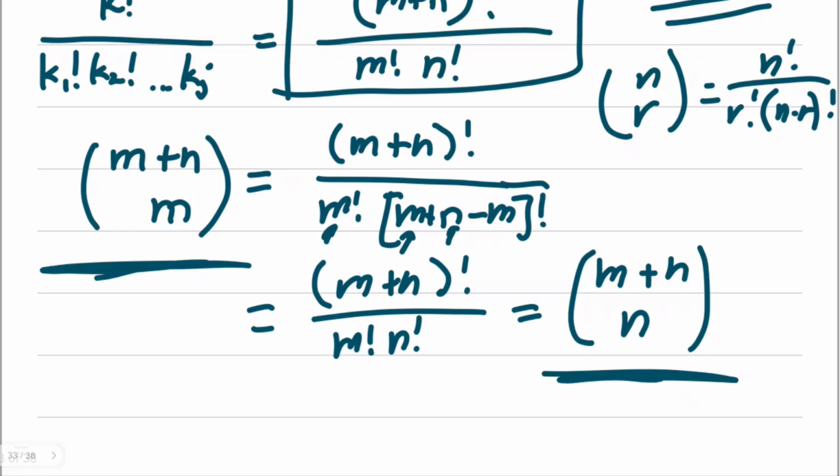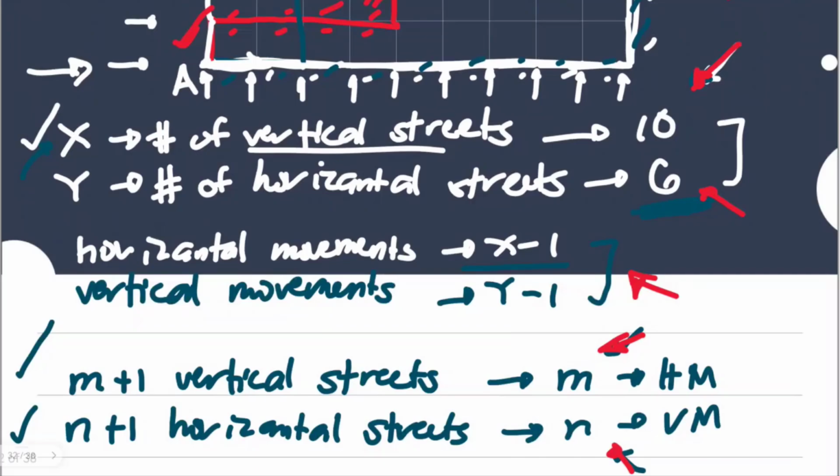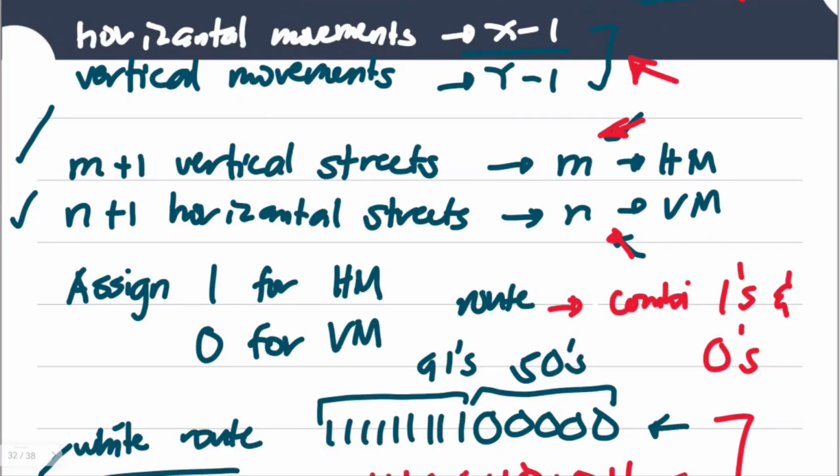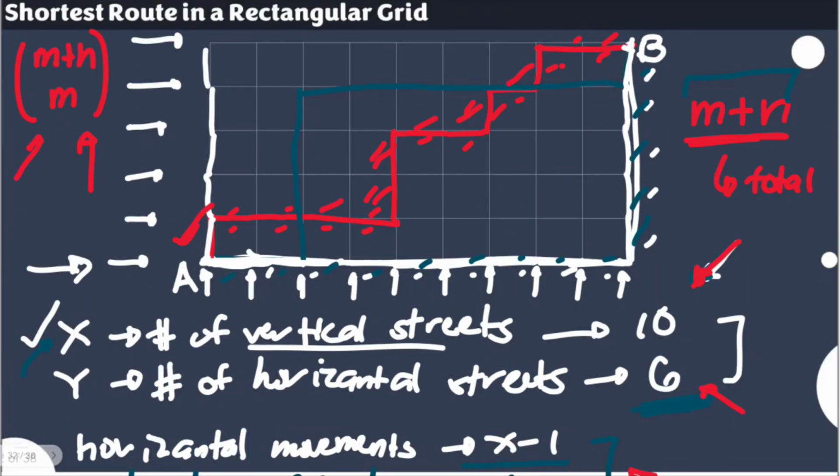In short, going back to our shortest route in a rectangular grid, you can solve for the number of shortest routes using the formula M plus N combination M or N, depending on which you use, taking that M is the number of your horizontal movements, not the streets, and N is the number of vertical movements, not the streets. If you are given the vertical streets and horizontal streets, simply subtract 1 from both of them, and you will get M and N, and you will have this formula to identify the shortest route.